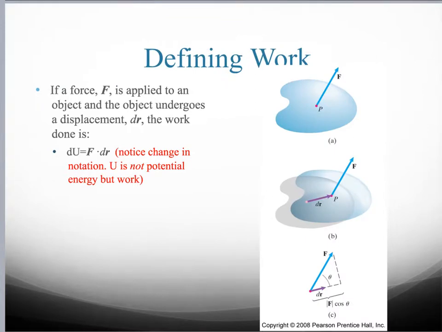So, first of all, we want to just review what we mean by work. And I also want you to notice that the notation we're using might be a little bit different from what you're used to, because we use the term U for work, and I think that in general physics we used U for potential energy. I always find that those changes of notation can throw me, but hopefully you're not so easily thrown.